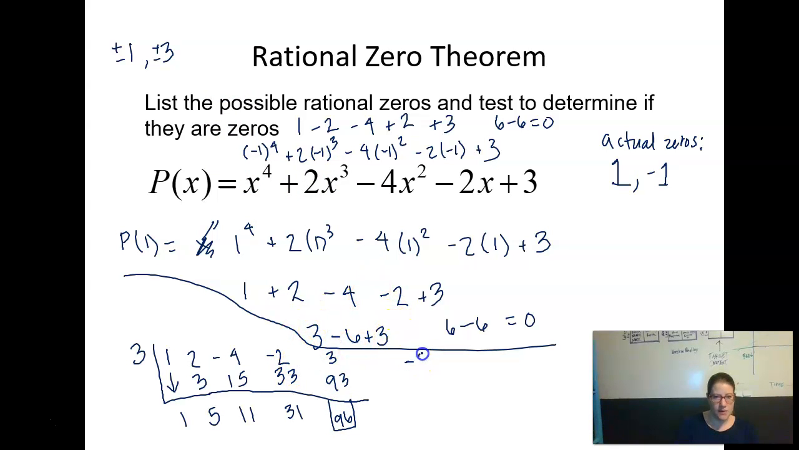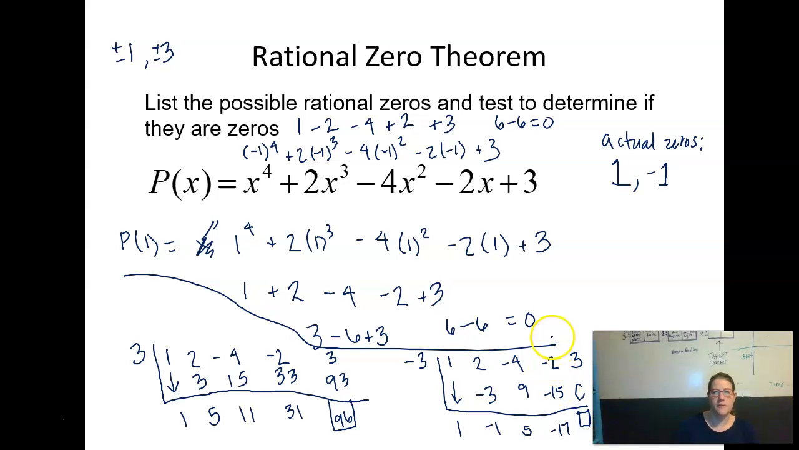We can try the same thing with -3. So basically, it's just two different methods to determine the same thing. Either plug it in or use synthetic division. See if you get that remainder of 0. Okay, that one is not going to work out either. That's giving me a really big number here, which does not give me a 0 here. So the actual zeros are 1 and -1.